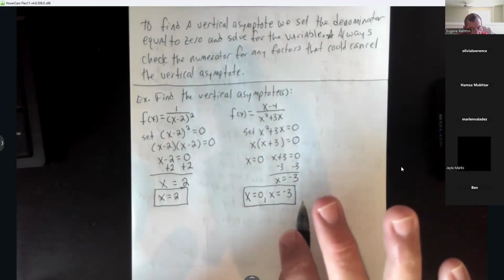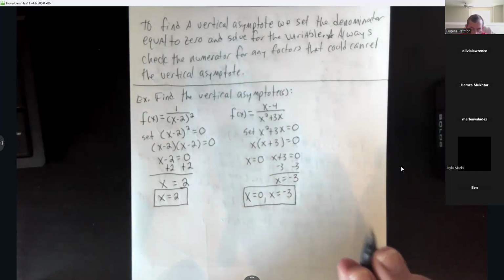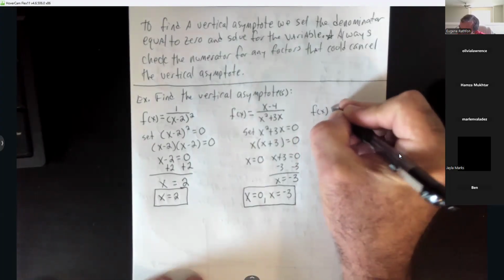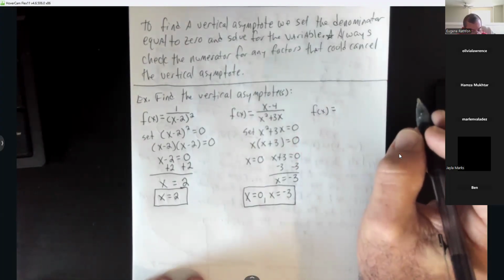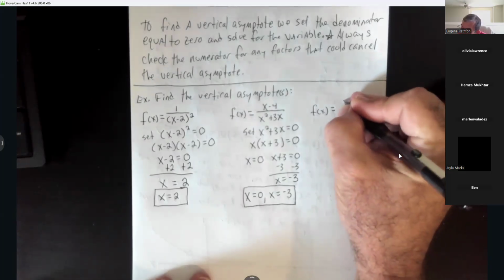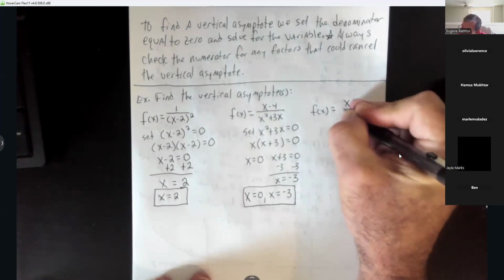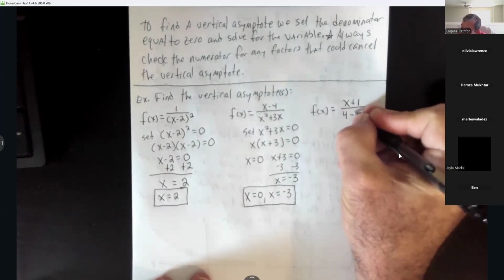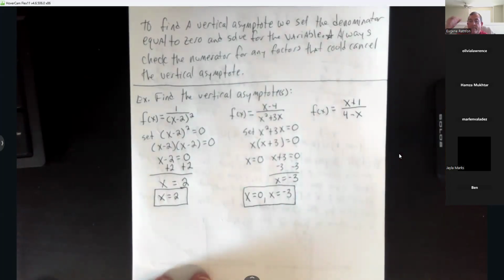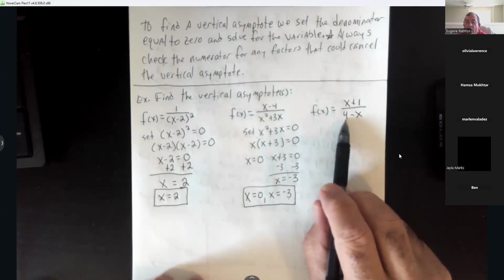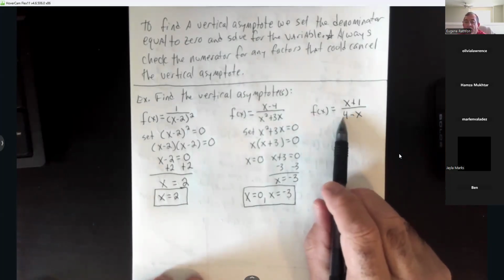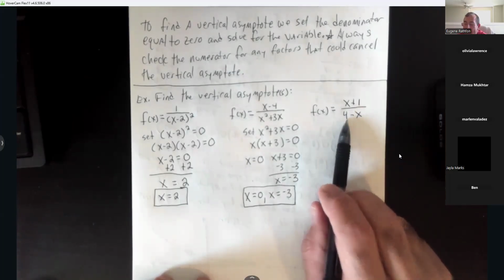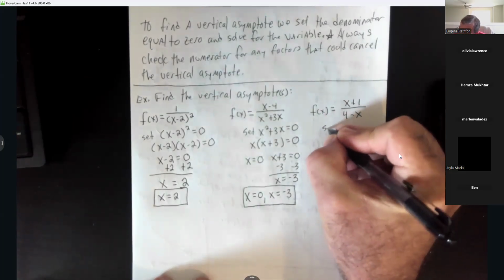Okay, y'all, so they're not too bad. You just got to figure out, how do I have to solve for these variables? So this one had an x plus 1 over 4 minus x. So, since I only got an x down here, there's only one number I'm worried about. So I'm going to set that bottom equal to 0.